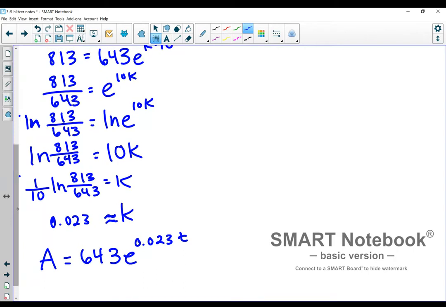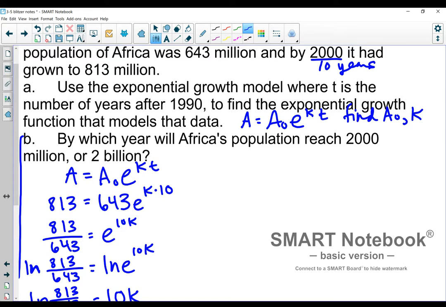So in part B, we want to know when the population will reach 2,000 million or 2 billion. So I'm solving for time again. So I'm going to use that formula that we just had. And my current amount that I'm looking for, this was part A, now I'm on part B. I'm solving for my year, and right now my population is 2,000 million. So 2,000 is going to equal 643 times e to the 0.023 times t power. And I'm solving for t. So instead of putting in a number for t and making this easy, we have to solve with logarithms again.